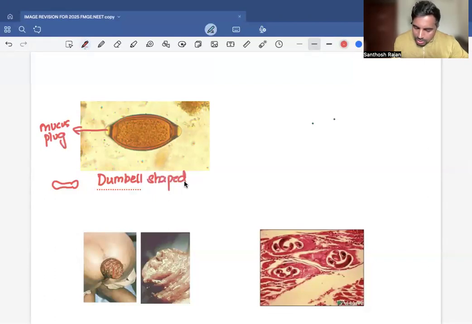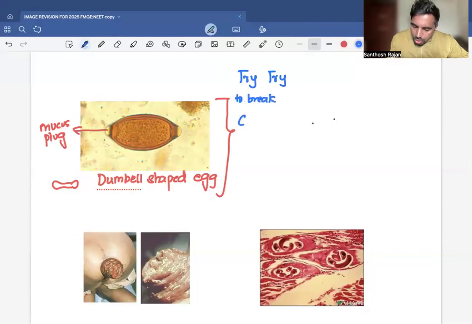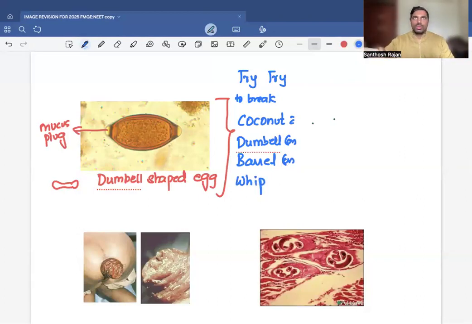When you have a dumbbell shaped egg, I always tell my students to remember like this: always try to break the coconut. To try to break the coconut with what? Coconut with a dumbbell or barrel. This egg is also called barrel, or a whip. A whip is the one with a long thick thread that you beat bullocks with. Okay, that's the whip, basically called as whip. So this is a shortcut to know.